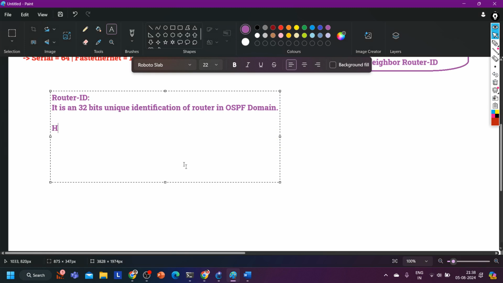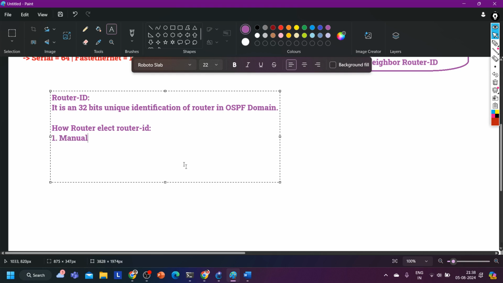How does a router elect its router ID? So, two options. We have two options, guys. To configure an IP address on a device, we have two options: either I can configure it manually or I can configure it with what? DHCP. In the same way, to configure a router ID on a router, we have two options.